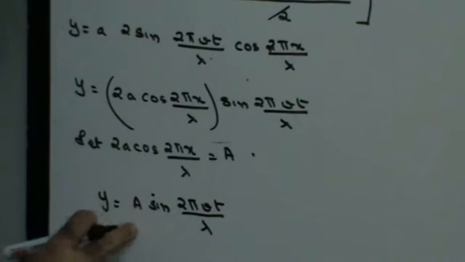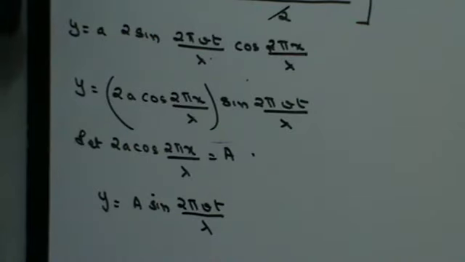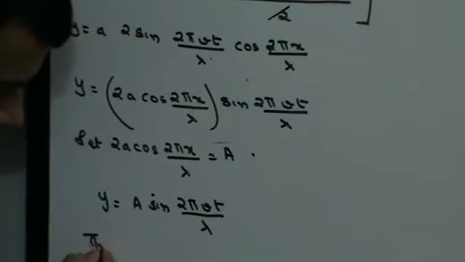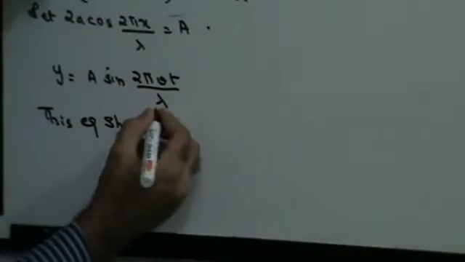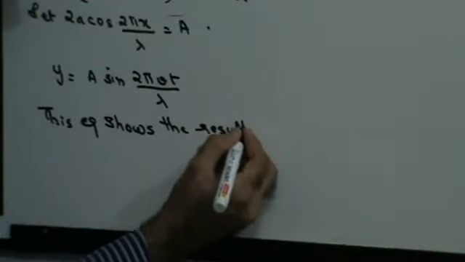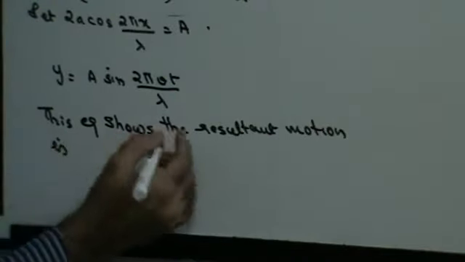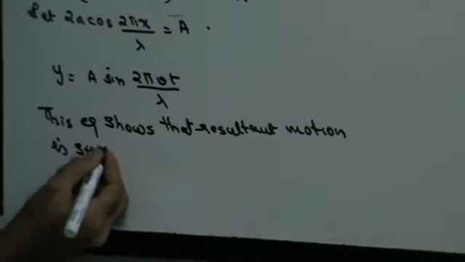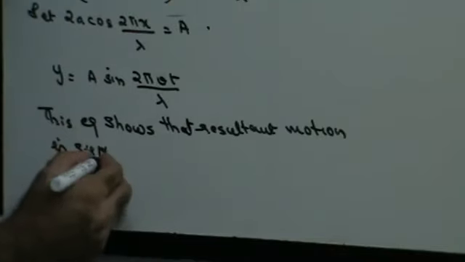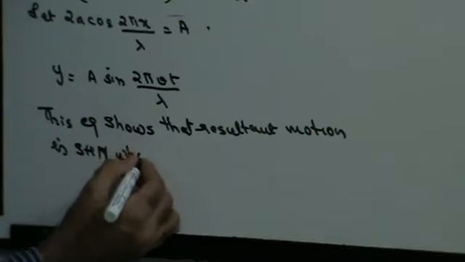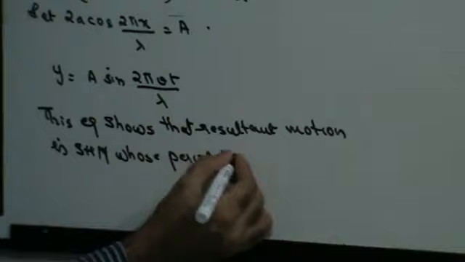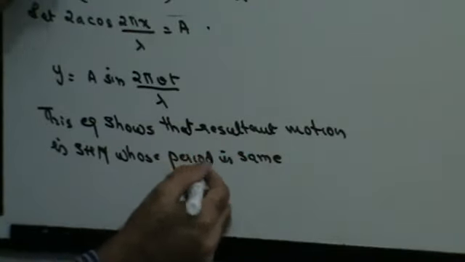Now this is y is equal to A sine omega t. This is the general form equation of an SHM whose time period is the same as the two parent waves. So I can say that this equation shows that the resultant motion is SHM. This is your general form equation of SHM whose period is the same as the two parent waves.